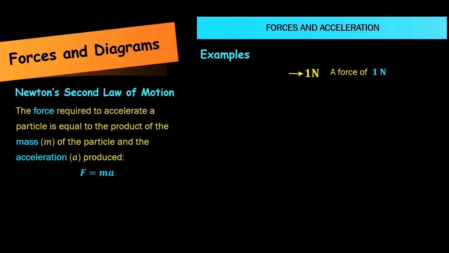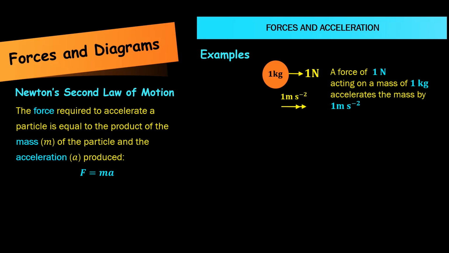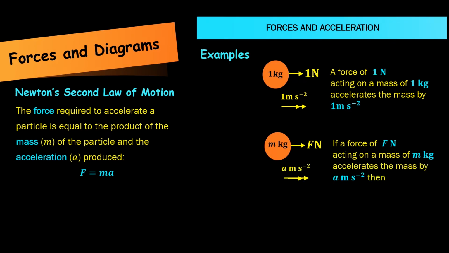A force of 1 Newton acting on a mass of 1 kilogram accelerates the mass by 1 meter per second squared. If a force of F newtons acting on a mass of m kilograms accelerates the mass by a meters per second squared, then F equals ma. This is also known as the equation of motion.